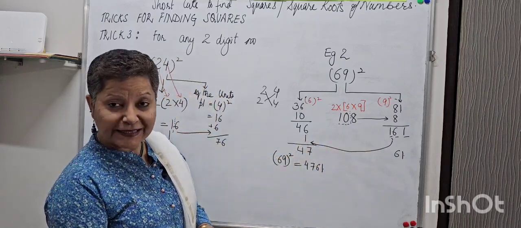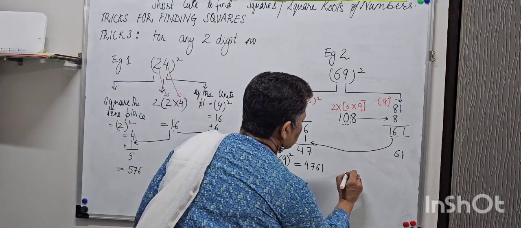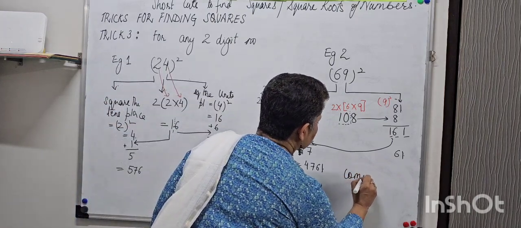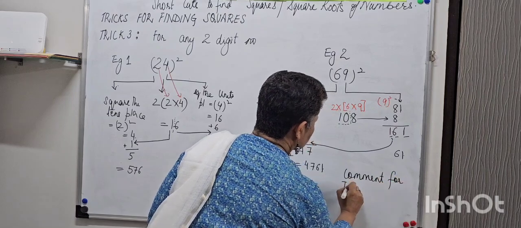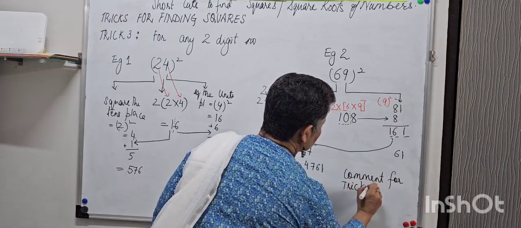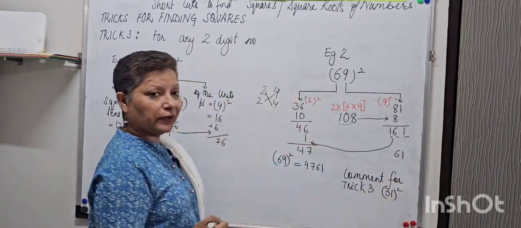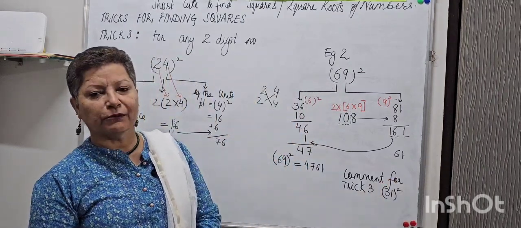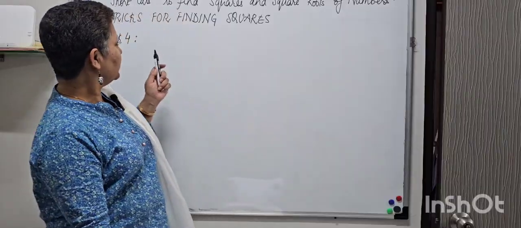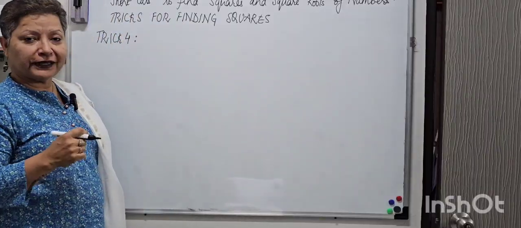Can I give you something as a test? So this one is going to come up as a test for you. You're going to comment for, what trick was this? For trick 3, the square of 31. Is that okay? So with this, we have ended the third trick and we're going to come to the fourth trick. So trick 3 is for finding squares of 2-digit numbers.